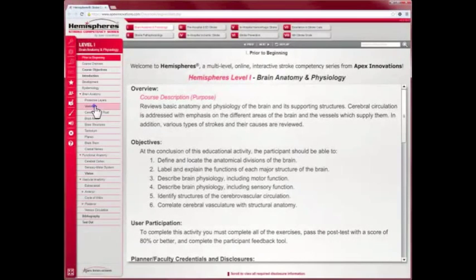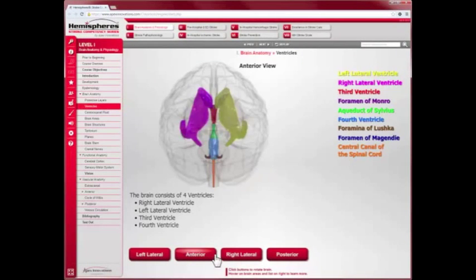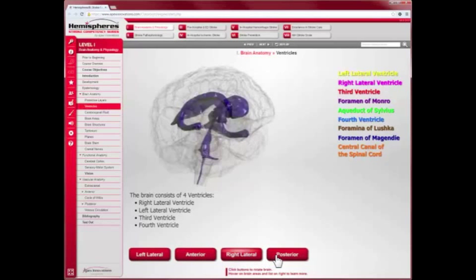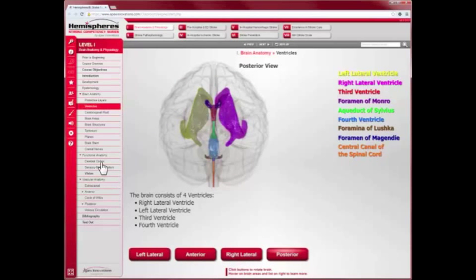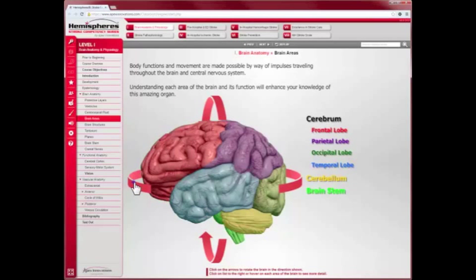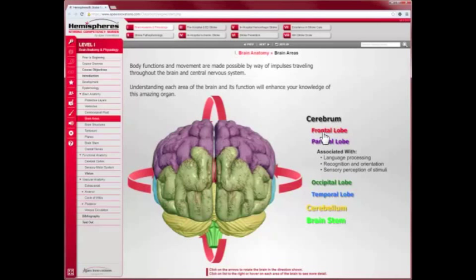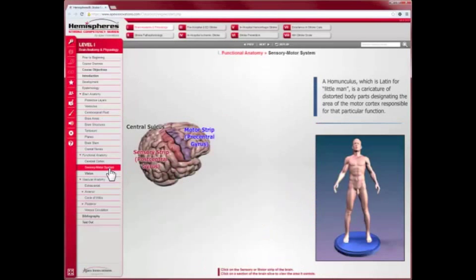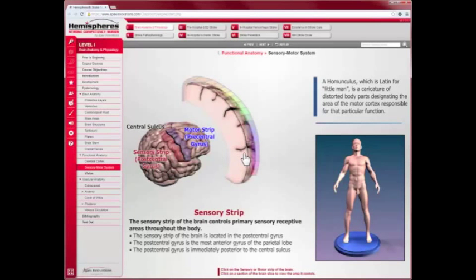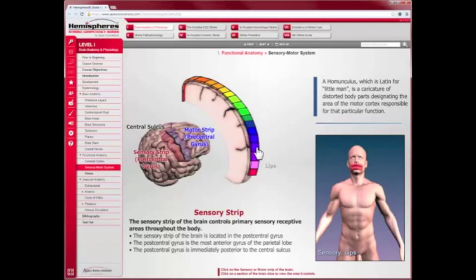Level 1 presents the basic anatomy and physiology of the brain and its supporting structures. Cerebral circulation is addressed with emphasis on the different areas of the brain and the vessels which supply them. Additionally, various types of strokes and their causes are reviewed.